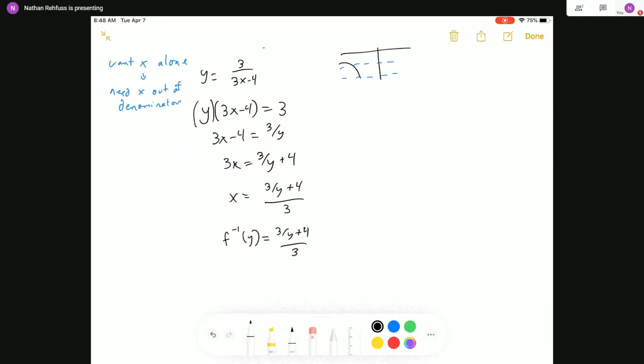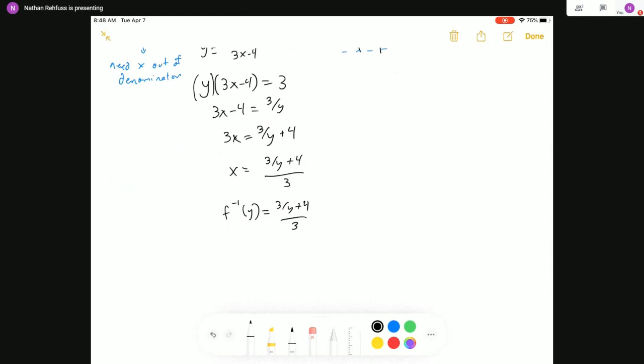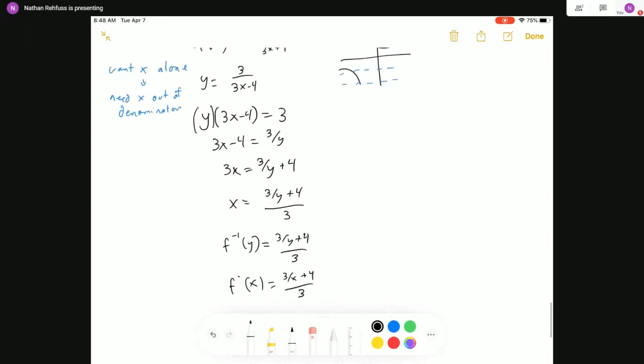I lost myself in my notes for a second. And then I'm just going to change the name. F inverse of x equals 3 over x plus 4 divided by 3. Yeah, so that's our new function. And these two functions should undo each other.